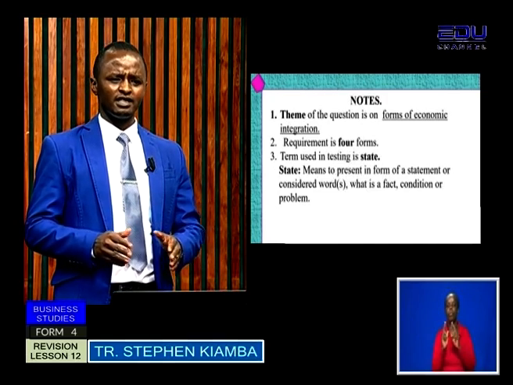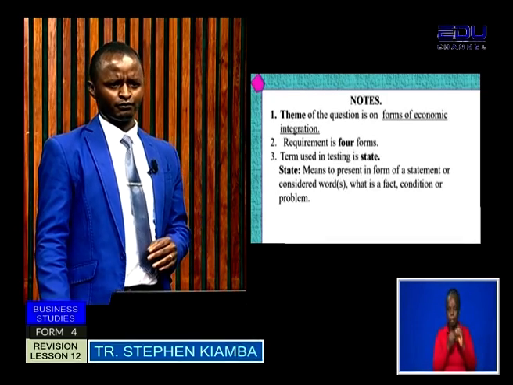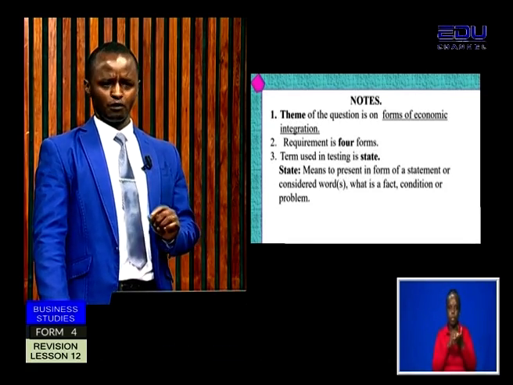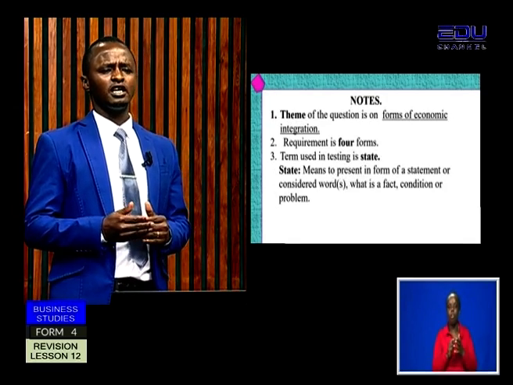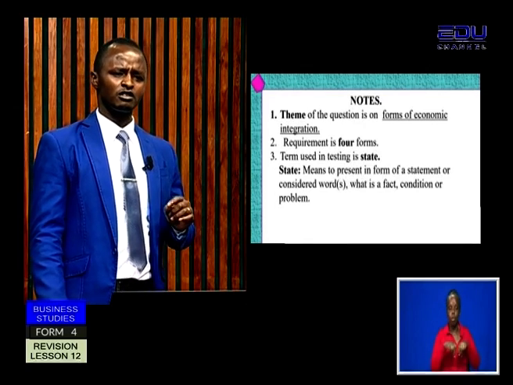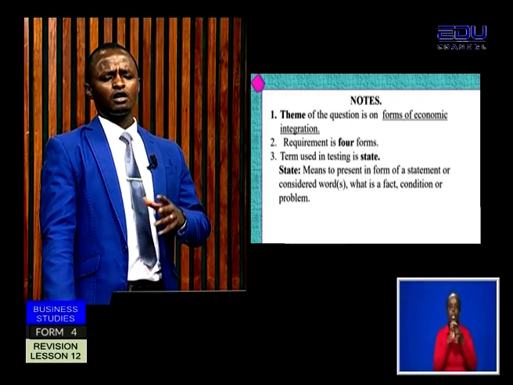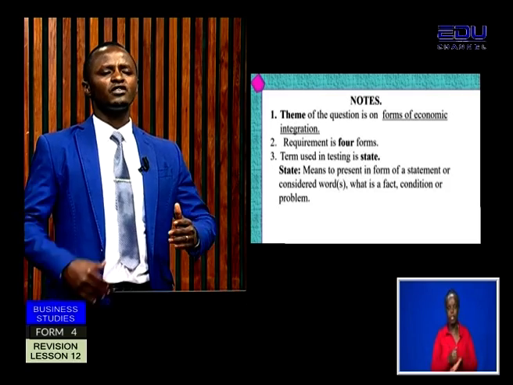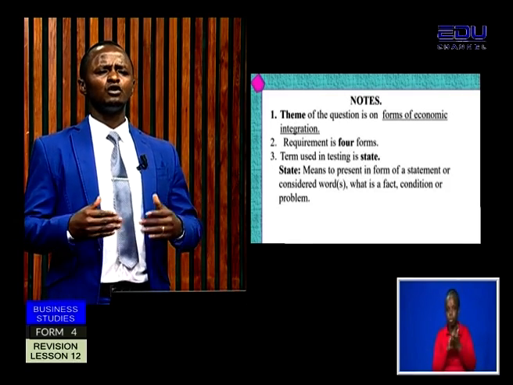Number 2, examine the requirement in the question. Usually the requirement is in a numerical form, either in figures or in words, and in our case it is 4, because the question requires you to give 4 forms of economic integration. Once you know the number that is required, it helps you to know the limit so that you do not waste time giving many responses that are not necessary, although they might be correct.